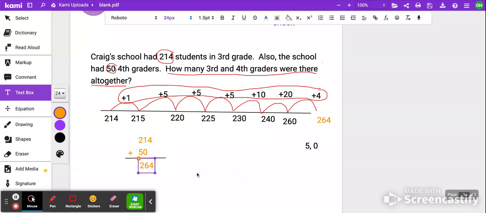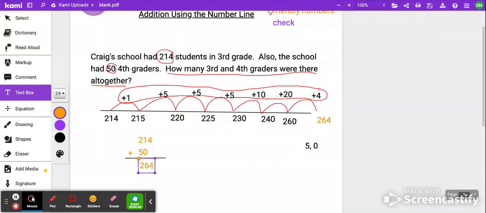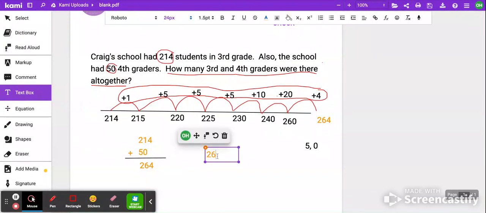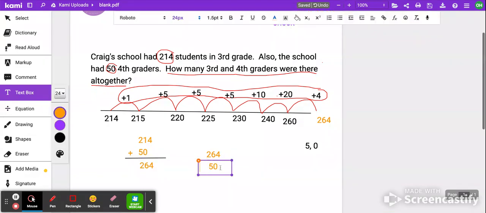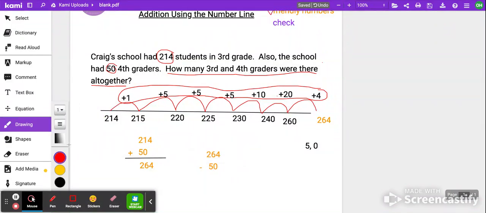So when you subtract, you always start with the greatest number, which is 264. So this time I'm going to start with 264, which is this number here, and then I'm going to subtract 50. Okay, and let me grab a text box and put a subtraction symbol there. And of course, we're going to draw our line here.